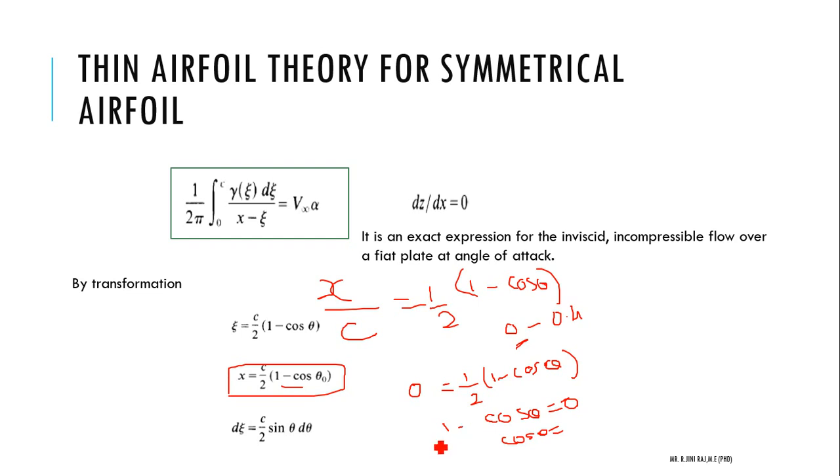While taking this one to the right-hand side, theta will become 0 or 360, so theta will become 0. Theta will be 0 for this limit, x by c equal to 0, when we are transforming. So 0 is less than or equal to theta, less than or equal to... then we need to find the limit value for this 0.4.